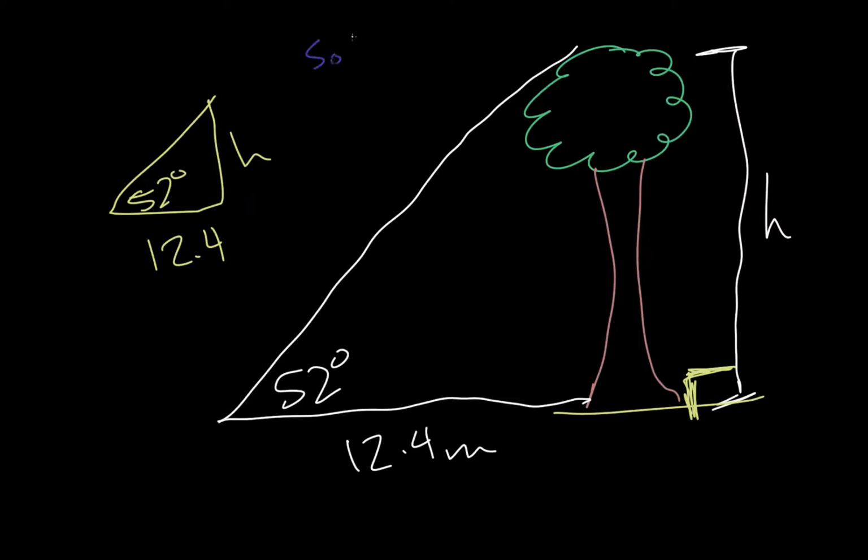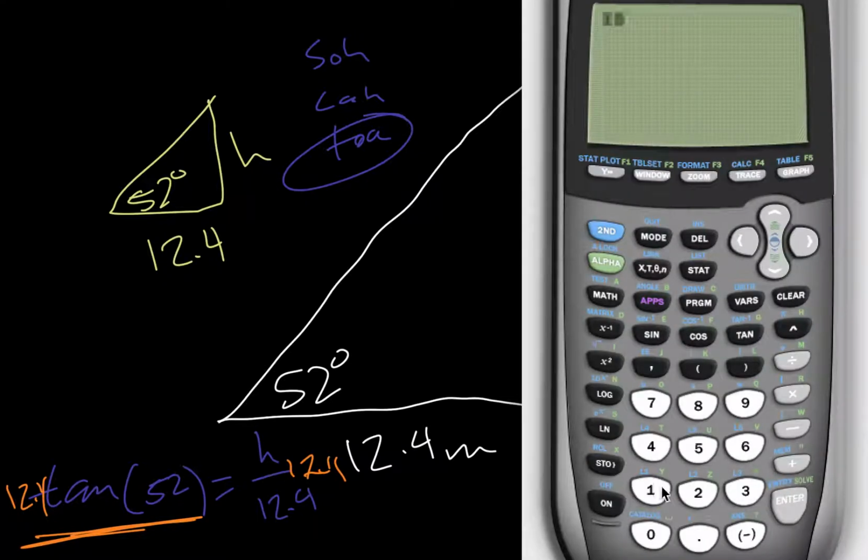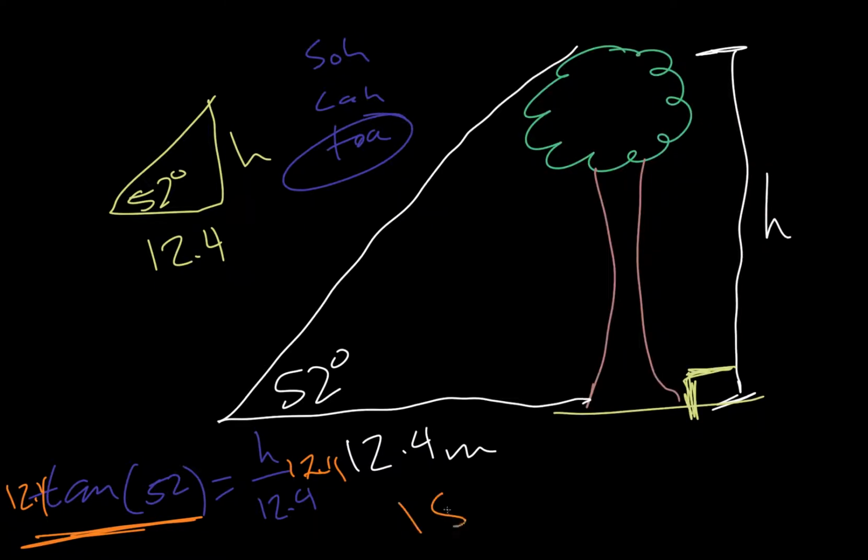And if we do SOHCAHTOA, we have the opposite and the adjacent, so we're going to be using a tangent. So tangent of 52 equals opposite over adjacent. And we do just a little bit of algebra. We do 12.4 times 12.4, and we type this in to our calculator. So we have 12.4 tangent 52, enter. So that's 15.87, they round it to 15.9 meters high.